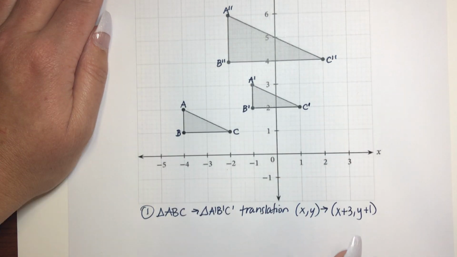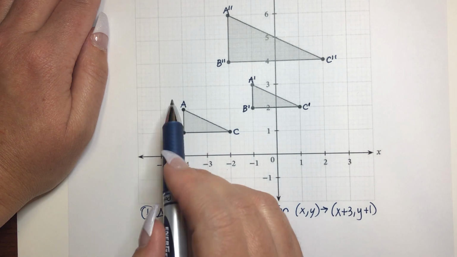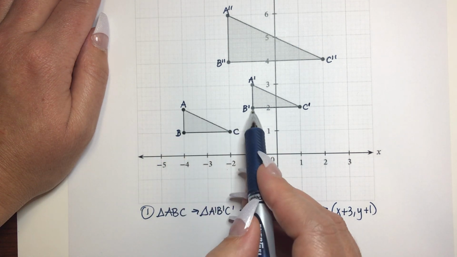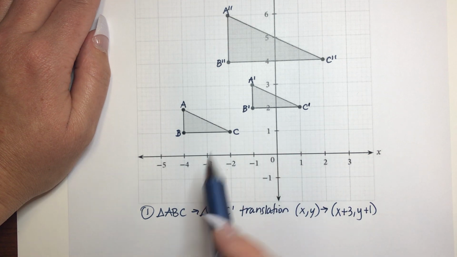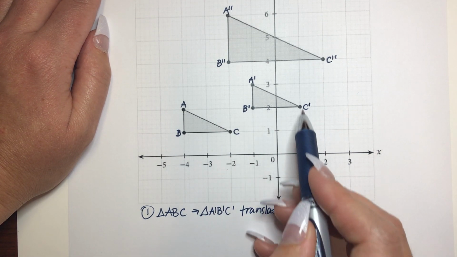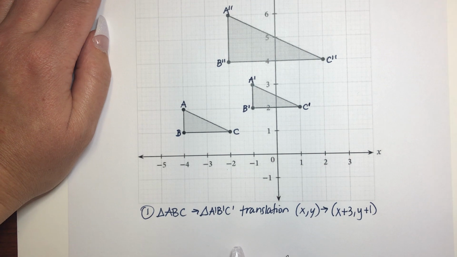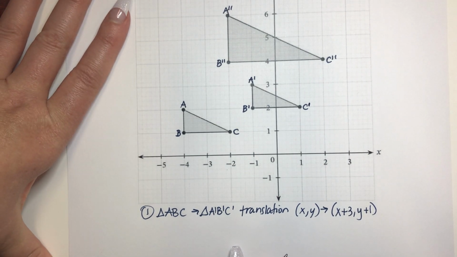All right, so let's see if that's true for all the points. We see that that's true for A: 1, 2, 3, up 1. How about B? 1, 2, 3, up 1. Okay, that works. And C: 1, 2, 3, up 1. Perfect. Okay.